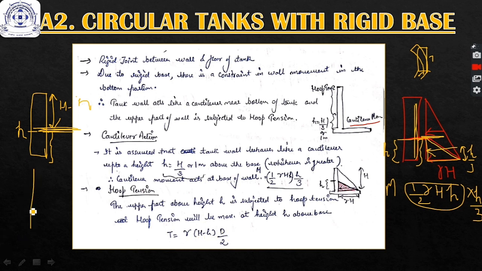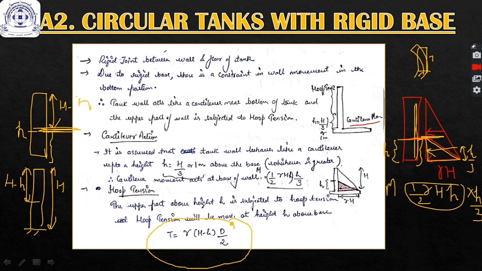In the previous case, when the hoop tension was maximum at the bottom, the height from top was capital H. Now in this case the height is H minus h. So I hope you understand now that the maximum tension in case of rigid base will be gamma (H minus h) into d by 2. So this is the second difference. First difference is this, and the second difference is this: the cantilever moment and the hoop tension.